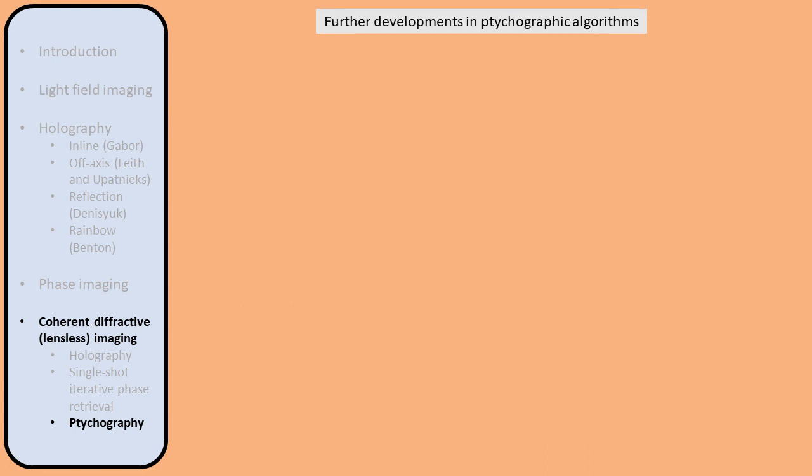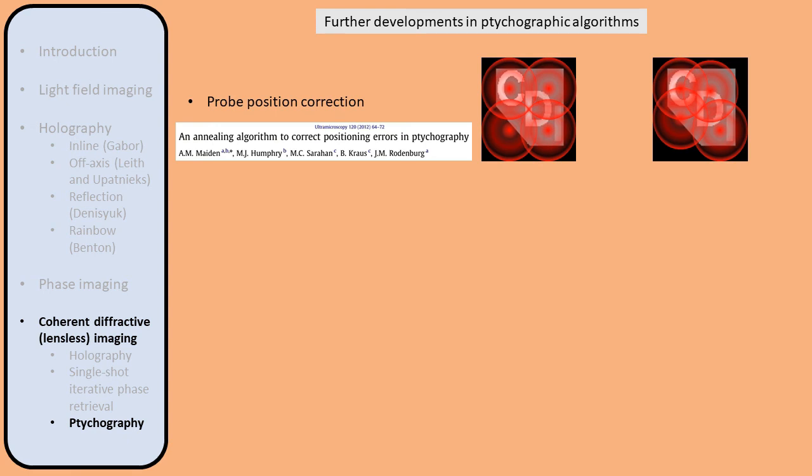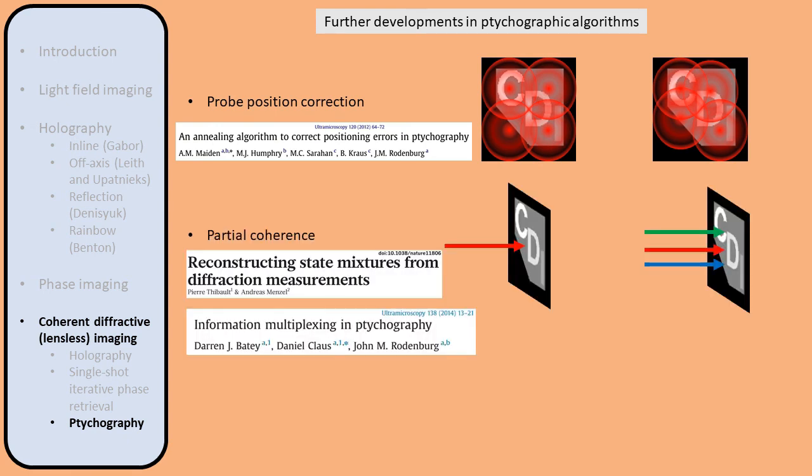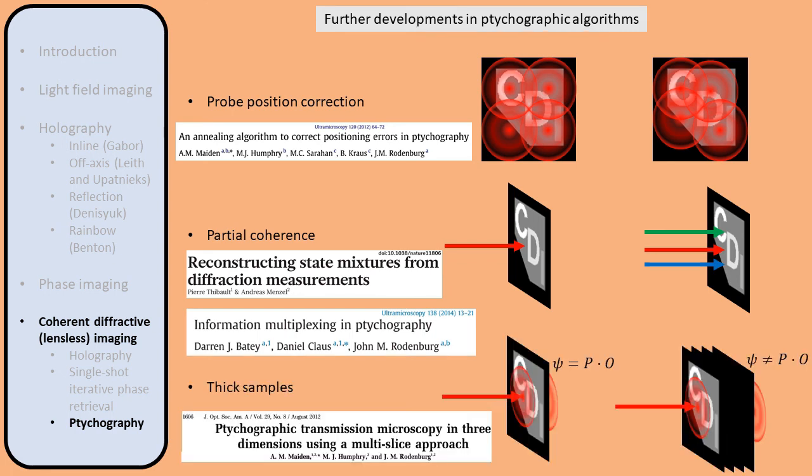Other developments that have been made in the ptychographic reconstruction algorithm include the ability to correct for errors in the probe positions, performing the reconstruction using partially coherent illumination, and reconstructing thick samples that do not have a single well-defined transmission function.